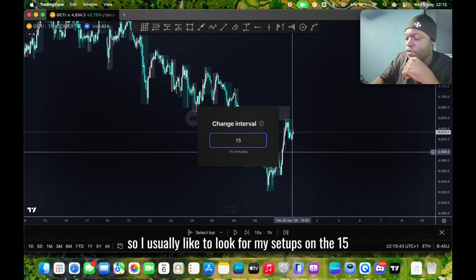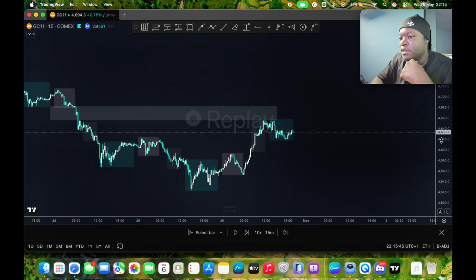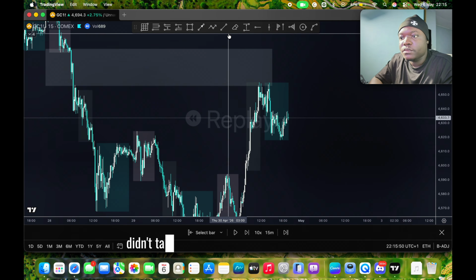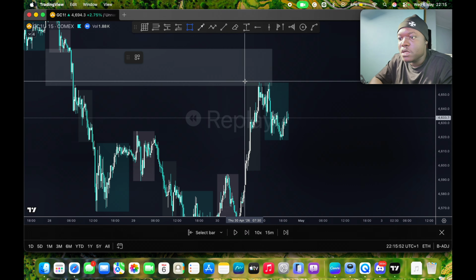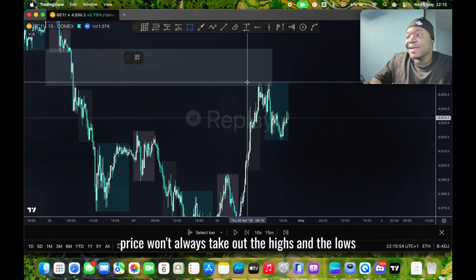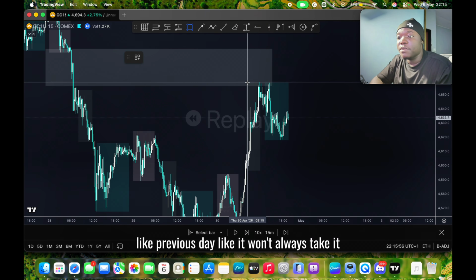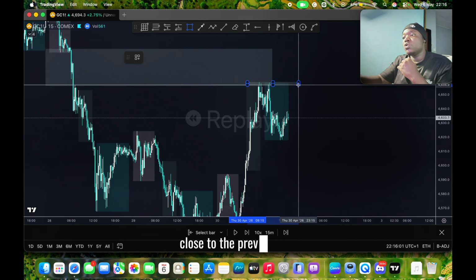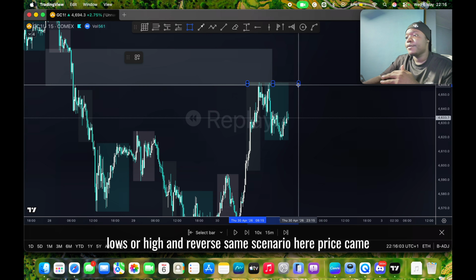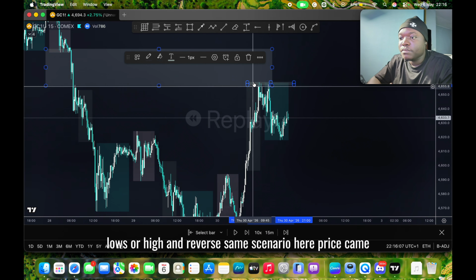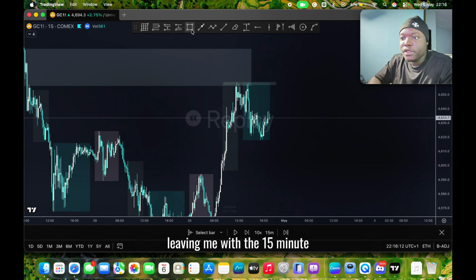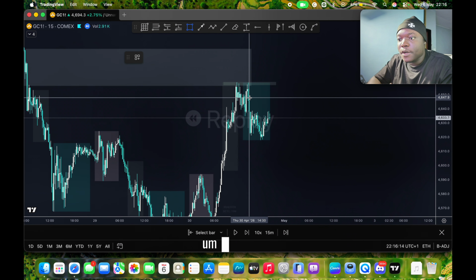I usually like to look for my setups on the 15. Coming down to the 15, you can see price came here and didn't take out this high, because as we all know, price won't always take out the highs and the lows like the previous day. There are some days where price goes close to the previous lows or highs and reverses. Same scenario here. Price came, rejected off that area, leaving me with the 15-minute inefficiency.